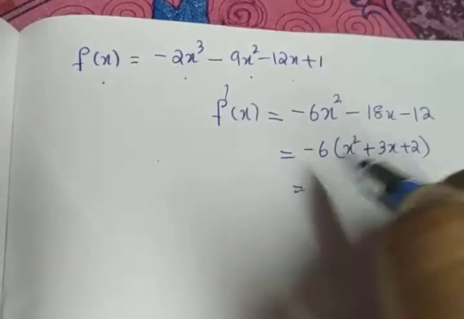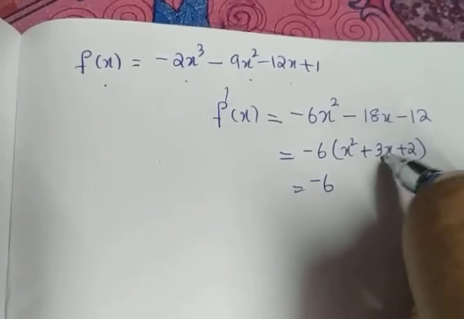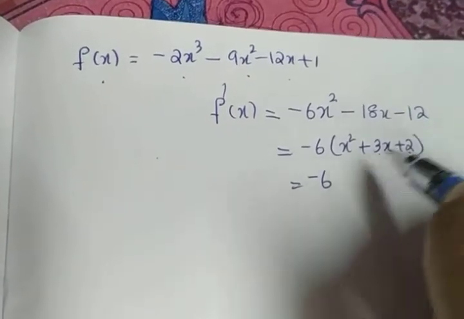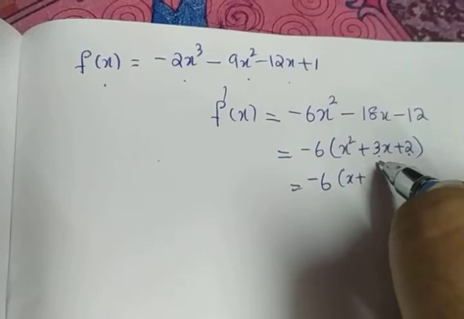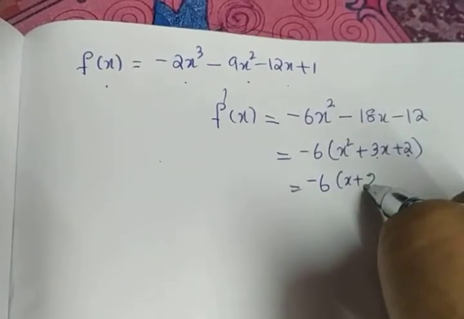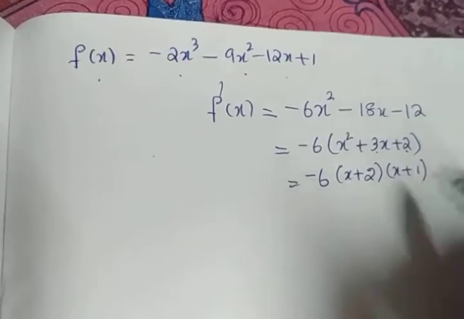When factorizing this term, what will we get? We have to get sum as 3 and product as 2. Which are the numbers? 2 and 1. So we can factorize x² + 3x + 2 as (x + 2)(x + 1).